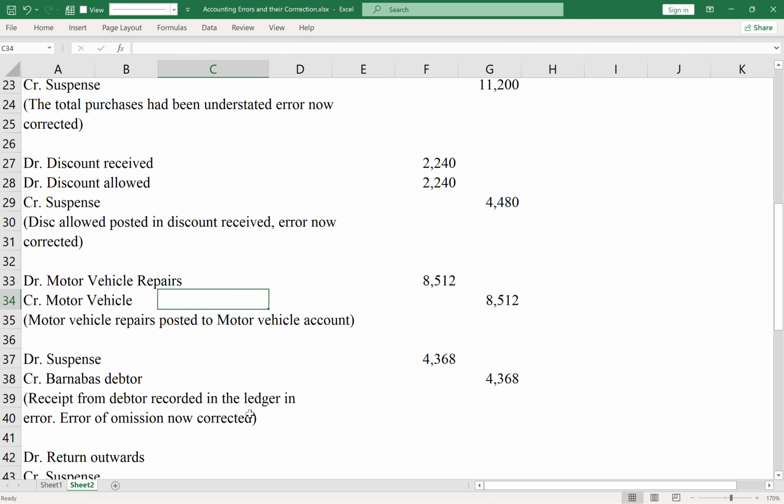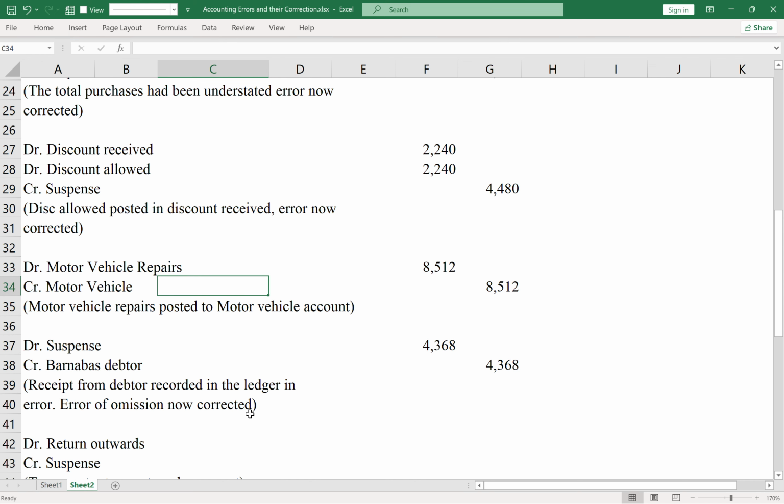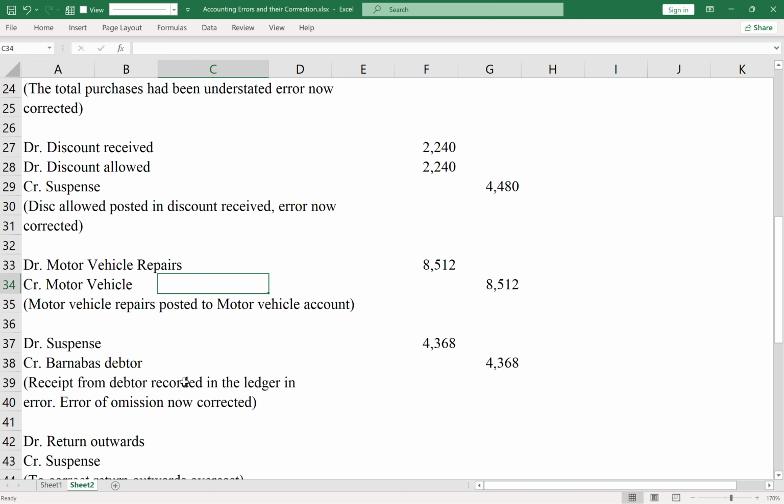So then number 4, we have a cheque of 4,068 received from Barnabas Budi. A debit had been made in the cash book and there was no other entry. So since it has been debited in the cash book, we are going now to debit the suspense account, as well as credit now the Barnabas Budi account. Here we are saying that the receipt was recorded in the ledger in error. So we have the error of omission now corrected. It was omitted since there was no other entry.